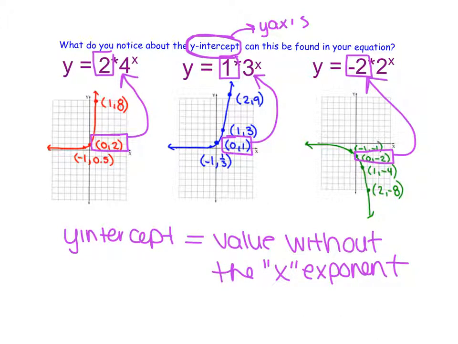So moving forward, you should be able to look at a graph, find the y-intercept, and put it into your function. But you should also be able to look at your equation, identify your y-intercept, and plot it on your graph. So we now know that there's an important connection between the equation and the graph, and we're going to use this connection as we start to write exponential functions.